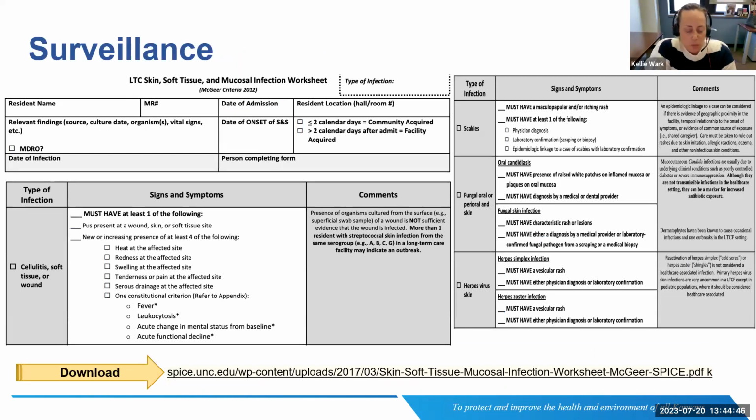I do like this one. This is from SPICE. It's some of the Loeb and McGeer criteria, and I like the way they phrase some of this. They also have checklists for scabies, fungal infection, and herpes. So I like this one, and I was looking quite a bit. If you have any that you find particularly helpful, feel free to pass them on to me or put them in the chat. Next slide.